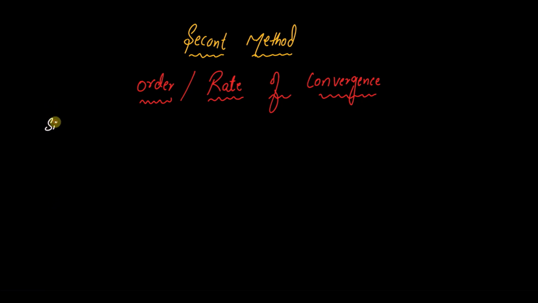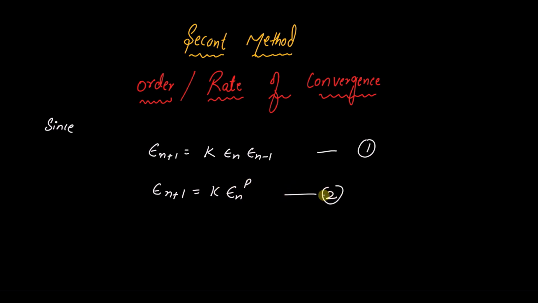So as we know that the error of secant method is epsilon n plus 1, that is equals to k epsilon n and epsilon n minus 1, and we call it 1. This k is the constant of proportionality, and for NR method we have epsilon n plus 1, that is equals to k epsilon n raised to p. So we need to find that number p.